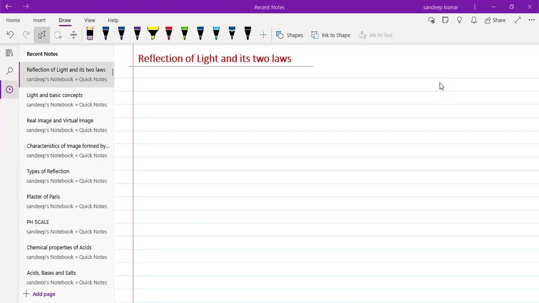In this video, I'm going to explain what is reflection of light and what are the laws of reflection. This is a very important question. They may ask for 2 marks, children. First, try to understand what is reflection of light.